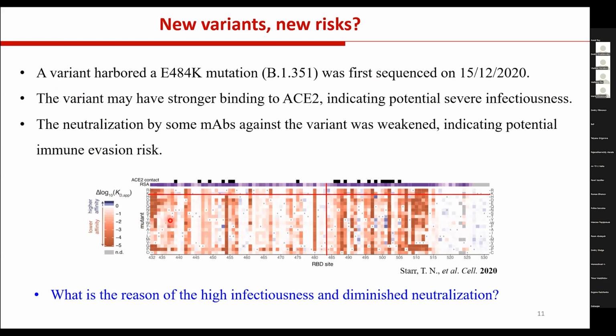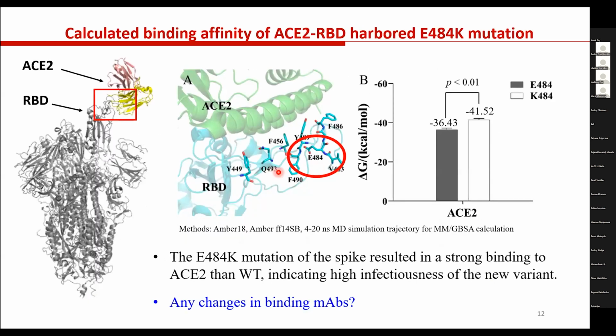So we want to perform simulation to study this observation. And again, we performed the MD simulation for the complex of spike protein and ACE2, before and after mutation. We found that after the mutation, the spike protein has significantly stronger binding affinity to ACE2 in comparison with wild type, indicating the possible higher infectiousness of the new variant.